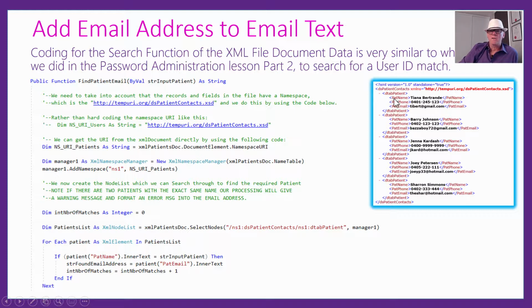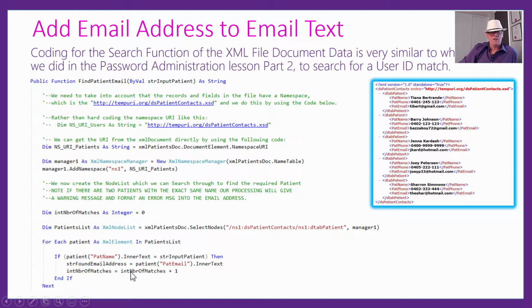So for every patient in there, so for each of these 5 records we've got here, it's going to go through, and on the pat name field, which is this one here where it's got the person's name, the inner text means grab this stuff which is in black. Don't use the XML tags at all, just grab the inner text in between those tags, like Tiana Bertrand, Barry Johnson, Jenna Kardash, and check whether that inner text matches the input patient name. So the patient name which we're working on at the moment, does what we've got here match up with them? And if it does, then we take the email address from here, the inner text, and we put that in our str found email address, which we can pass back up to the main subroutine.